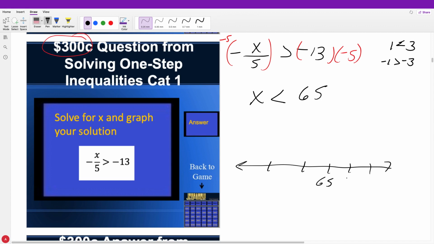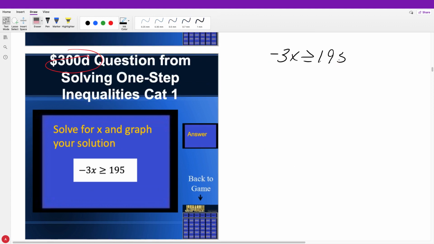I have 65, 66, 67, 64, and 63. And then this is going to be an open circle because it's just less than. And then it's going to go in this direction, all right, because it needs to be less than 65. And all those numbers to the left are less than 65. But the one thing you have to remember is when we divide or multiply both sides by a negative, we need to change and flip that inequality.